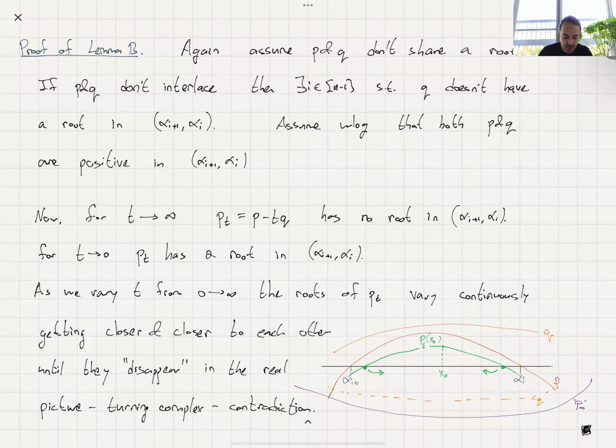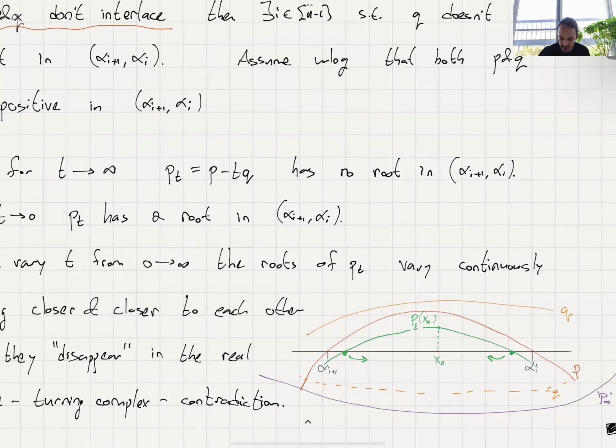So again, we're going to assume that P and Q don't share a root. If they share a root, you can divide by x minus that root, and so forth. And now let's assume by contradiction that P and Q don't interlace. So what does it mean? It means that there is a pair of consecutive roots of P, alpha i plus 1 and alpha i. I'm using the previous notation. These are the roots of P. And Q doesn't have a root in between these two roots. Okay? So this is the picture that you have in mind.